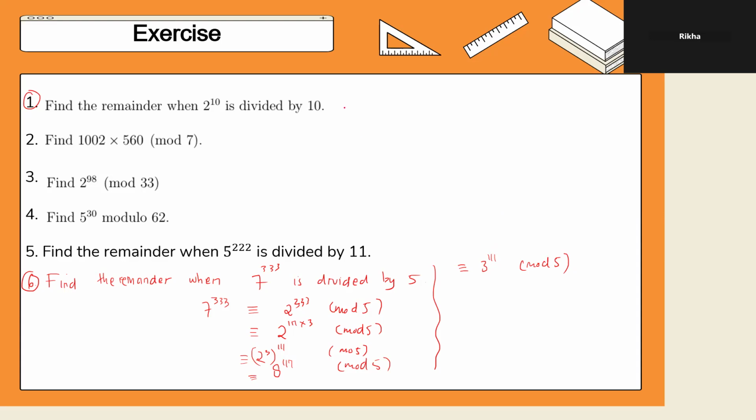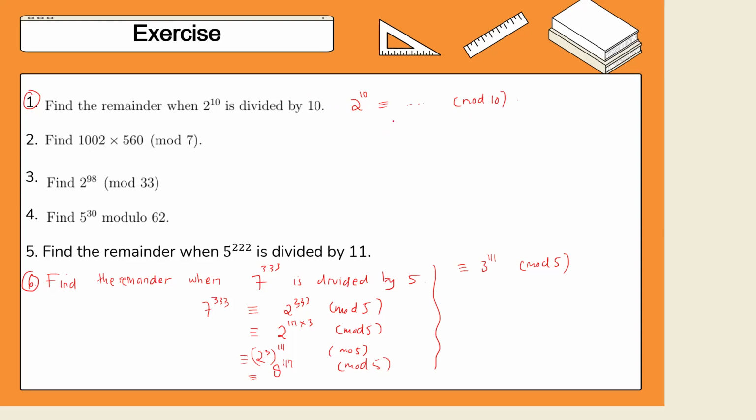Karena confused. Okay. What is it that you're confused about? Kayak, I don't know. 2 is congruent to 12 mod 10, right? As for the first question. Hold on, hold on. 2 to the power of 10 congruent to something modulo 10 gitu. Yeah. Okay, so you basically try to find this, ya. So, what do you do first?